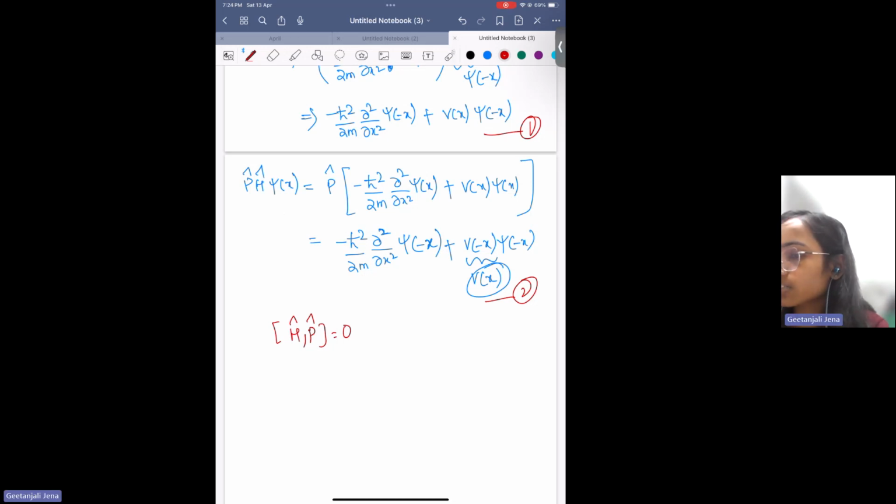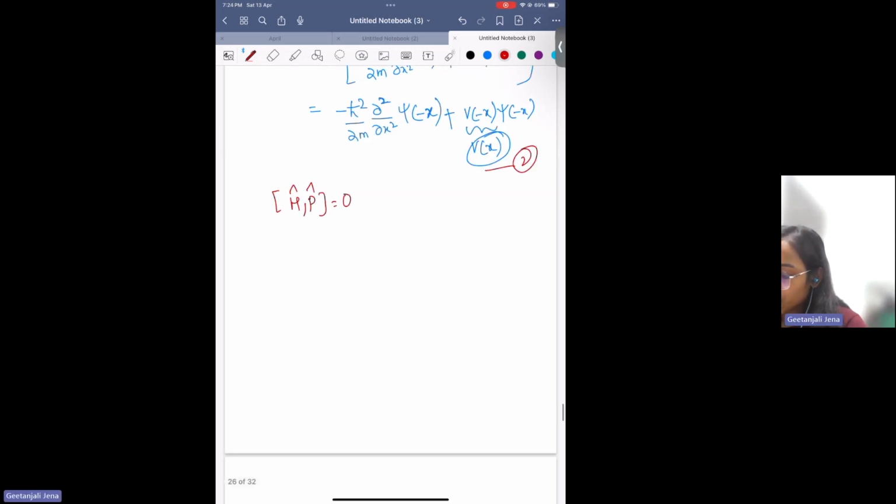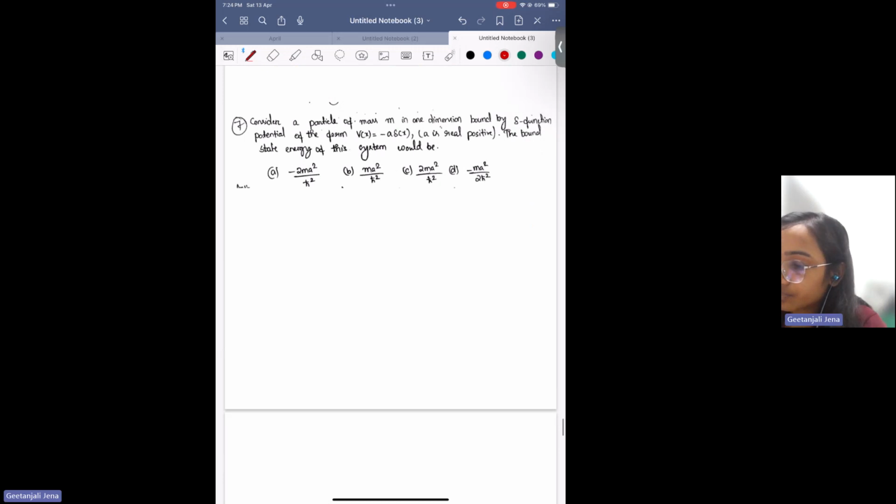Okay. Now let us move to the next question. Question 7. Question 7 is based on the Dirac delta potential. We are given a particle of mass m in one dimension bound by a delta function potential, V of x equal to minus a delta of x, where a is real and positive. They are asking about the bound state energy of the system, so we have to calculate it. Let us see the plot of the potential.